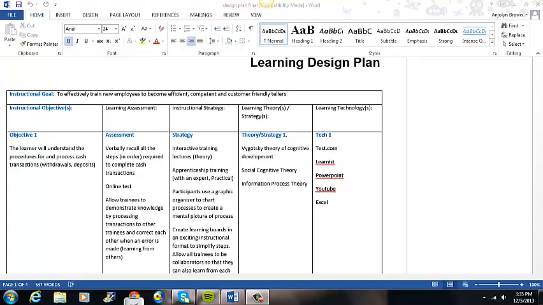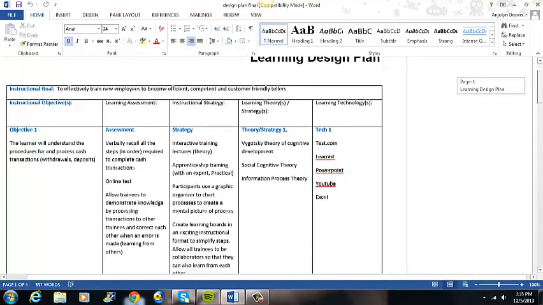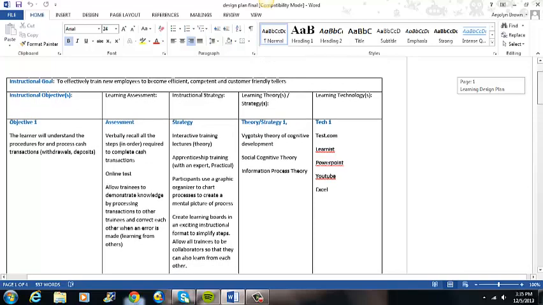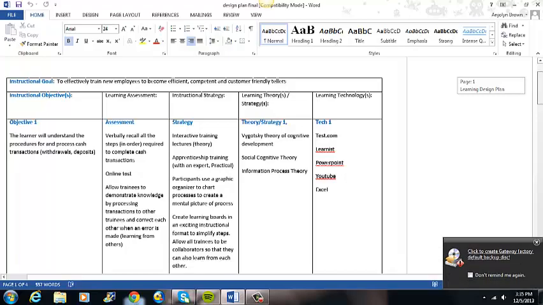Now this plan is for a financial institution and it's a training program specifically to train new tellers. My plan consists of four objectives and the major instructional goal is to effectively train new employees to become efficient, competent, and customer friendly tellers.